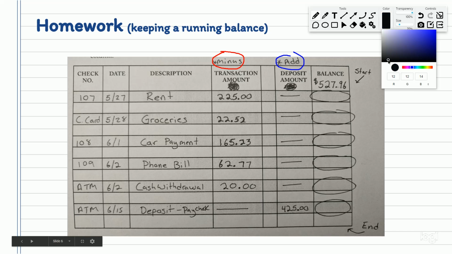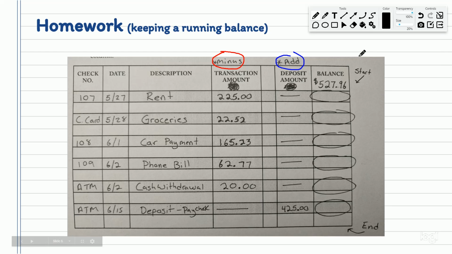So the way that this is going to work is on a separate sheet of paper, you're going to be adding and subtracting money from your account. So the first thing we have is our starting amount. So this is the balance of our bank account. And I'm just going to do the first one for you here. And you start with $527.96.